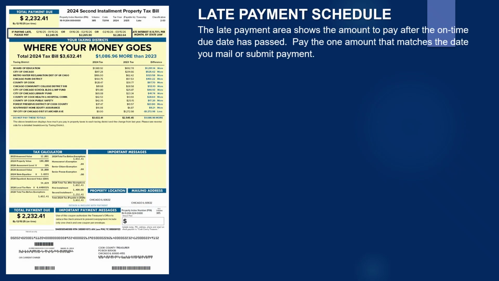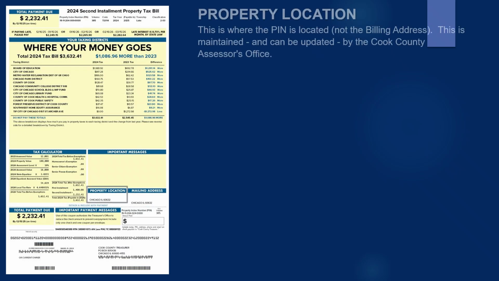The late payment area shows the amount to pay after the due date has passed. Pay the one amount that matches the date you mail or submit payment. The property location is where the PIN is located, not the billing address. This is maintained and can be updated by the assessor's office.